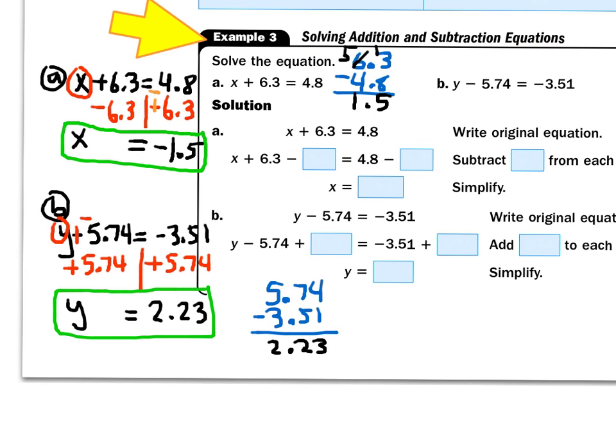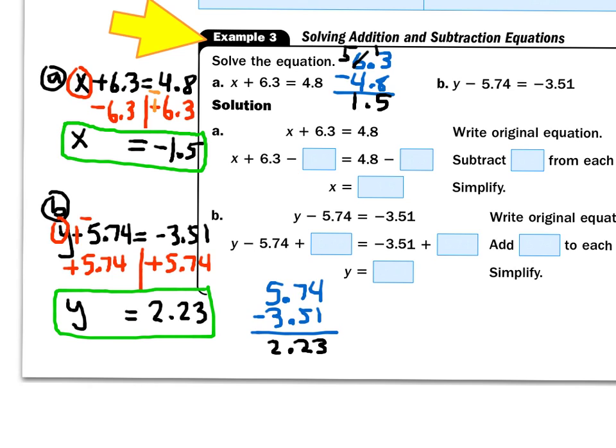Solving addition and subtraction equations. So let's take a look at A. X plus 6.3 equals 4.8. Well, the first thing we're going to do is write it out exactly like we see it printed. X plus 6.3 equals 4.8. Circle your variable, bring that wall down underneath the equal sign.